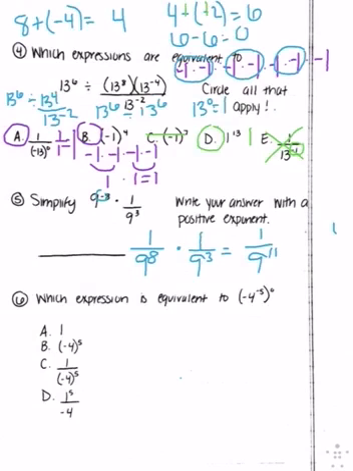Which expression is equivalent to negative 4 raised to the negative 5th raised to the 0 power? When we raise to a power, we are going to multiply those exponents. Negative 5 times 0 is 0. So my answer is negative 4 to the 0 power. We know that anything to the 0 power is 1. Letter A is the correct answer.